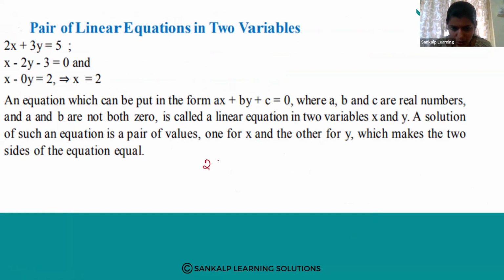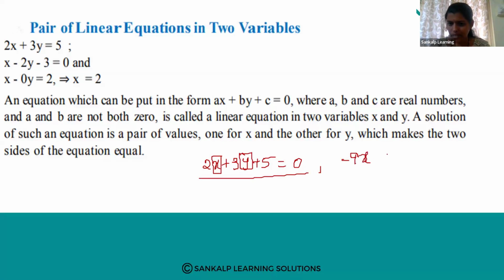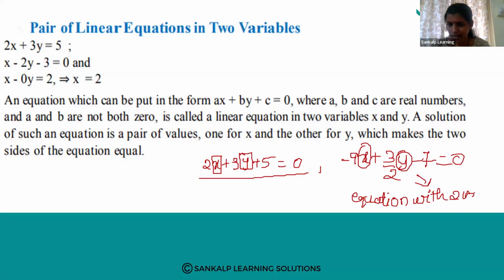See, if I write 2x plus 3y plus 5u is equal to 0, in this equation I am using two variables, that is x and y. Another example: minus 9x plus 3 by 2y minus 7 equal to 0. Here also I am using two variables, x and y. Therefore, this equation is called an equation with two variables.